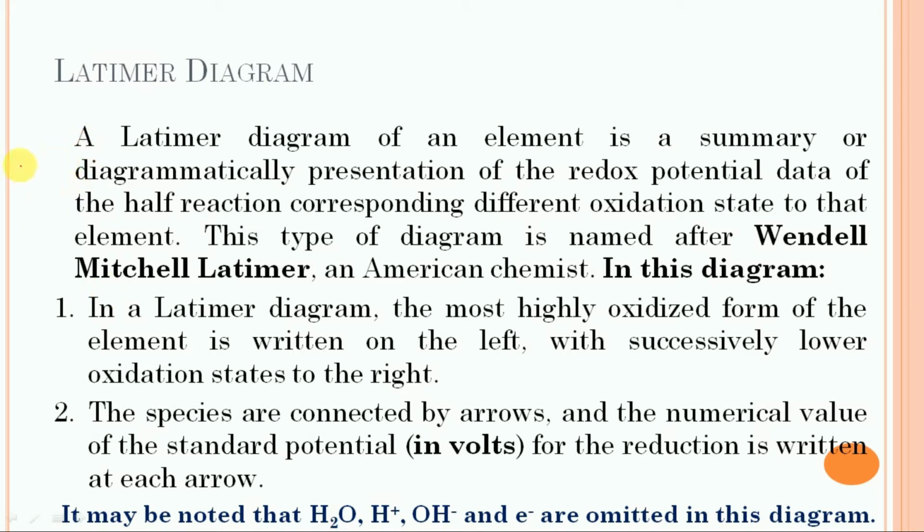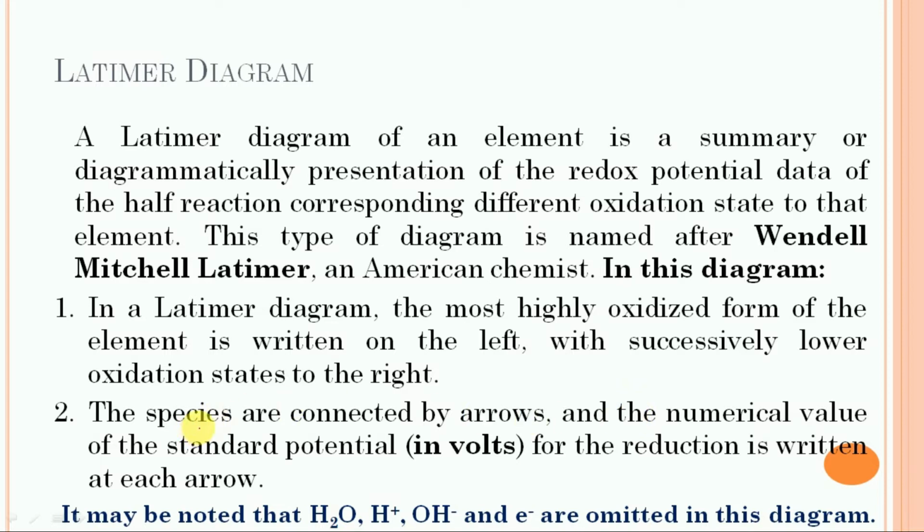The first one: in a Latimer diagram, the most highly oxidized form of the element is written on the left-hand side, with successively lower oxidation states to the right side. And the second one: the species are connected by arrows, and the numerical value of the standard reduction potential in volts for the reduction is written at each arrow.